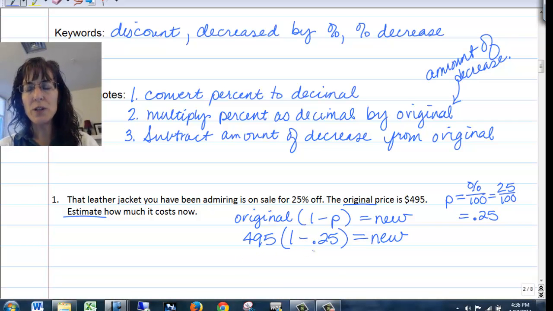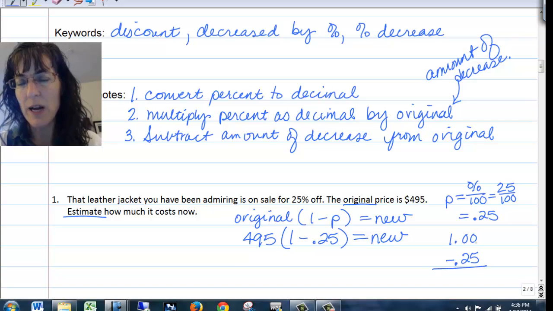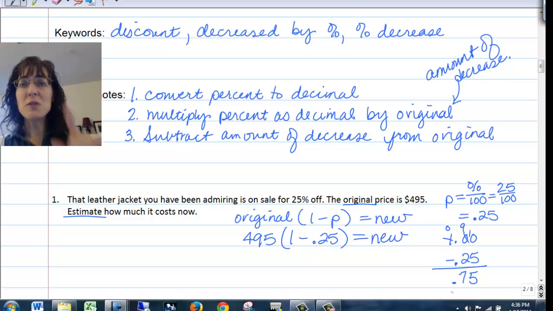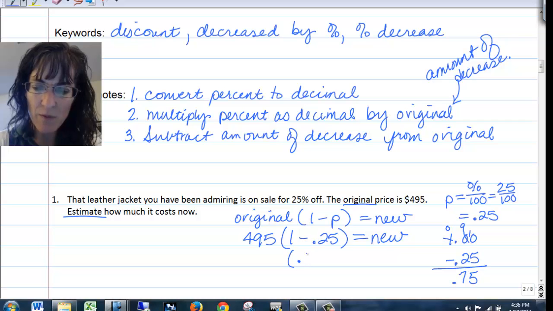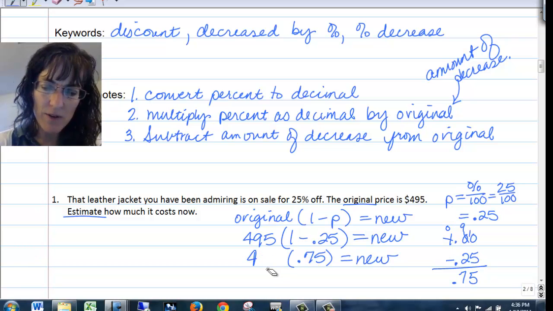So I'll subtract those. 1 minus 0.25. You can do that on your calculator, or you can think 1.00 minus 0.25. Remember, you have to line up your decimals. This will be 10, this will be 9, and this will turn to 0. So 10 minus 5 is 5, 9 minus 2 is 7, and then it's 0.75. You can also think $1 minus a quarter, 75 cents. However you want to do it, it's 0.75, so we have 0.75 equals new, and we still have to multiply by 495.